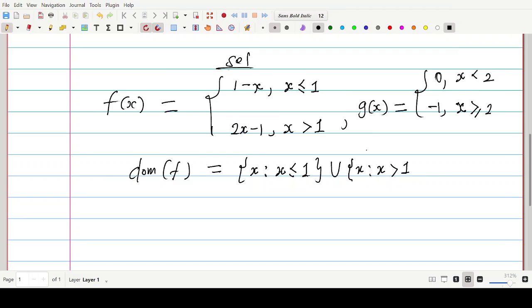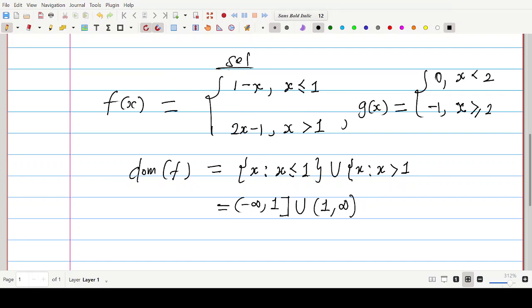Writing this in interval form, since x is less than or equal to 1, we can have it as minus infinity to 1 inclusively. The union, the same thing happens here. Since x is bigger than 1, that means we have 1 exclusively to infinity. So this is the domain of the function in interval notation. All right, so we shall break up this domain such that the function f and the function g will have intersections for which the values will be defined.